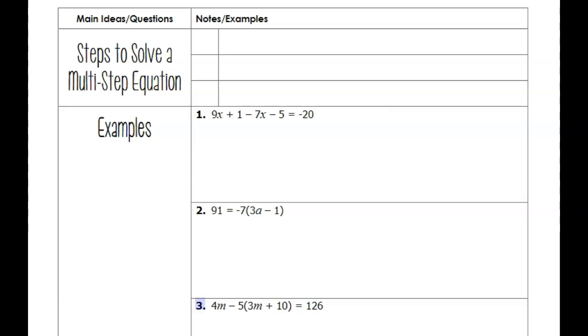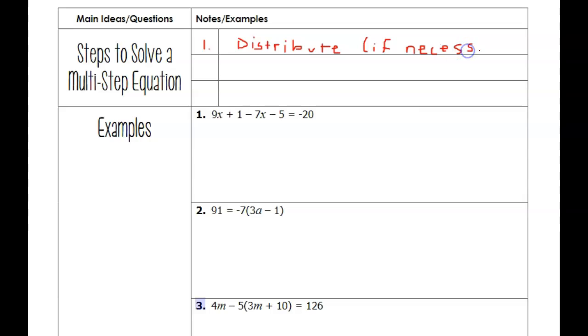So let's talk about the steps to solving multi-step equations. No longer one-step equations, multi-step equations. Our first step that we always have to do with equations is to look at everything and make sure we distribute if necessary. We need to use our distributive property, and that's only if necessary. If we see an equation that tells us we need to distribute, then we're going to do that.